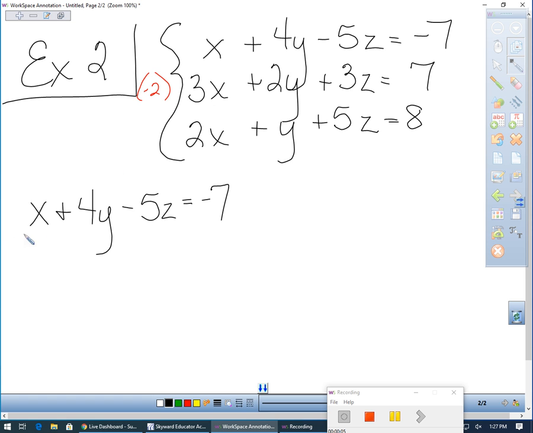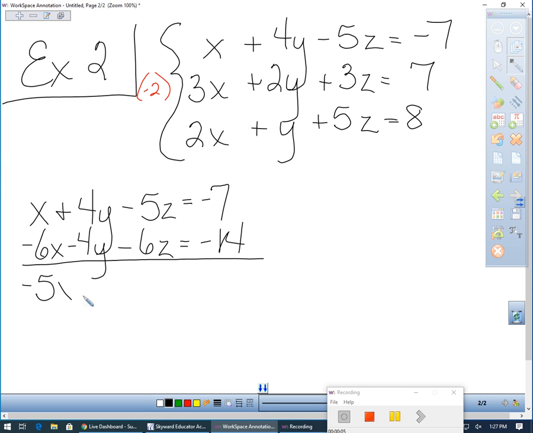So negative 2 times 3x is negative 6x. Negative 2 times 2y is negative 4y. Negative 2 times 3z is negative 6z. And negative 2 times 7, negative 14. Let's add these guys together. x plus negative 6x, negative 5x. Again, our y's drop out. Negative 5z and negative 6z is negative 11z. And negative 7 plus negative 14 is negative 21.